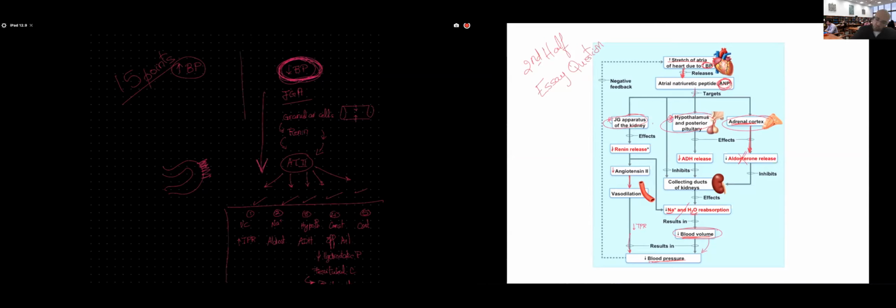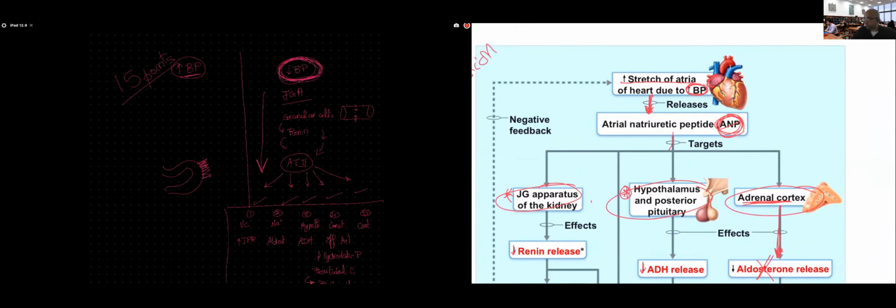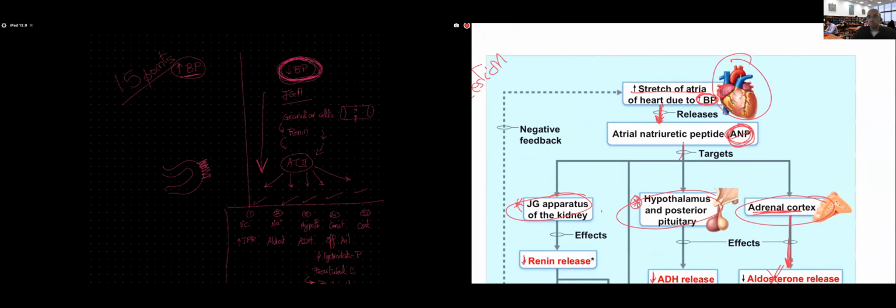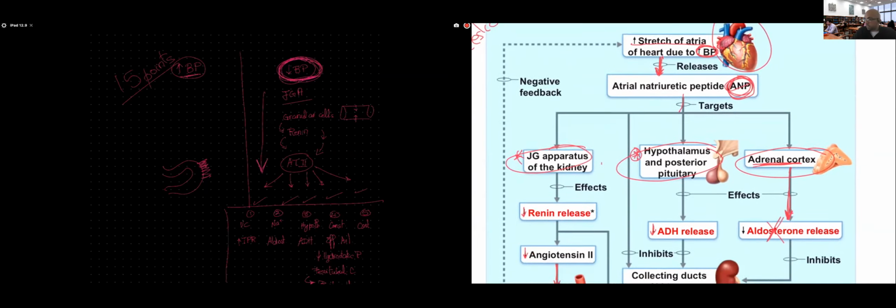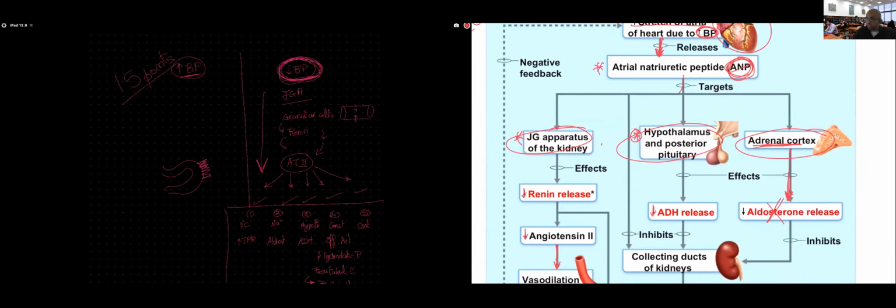This is the first half of the question. Second half of the question is how your body is going to be responding to a state of high blood pressure. So if I have high blood pressure, what would I do? This is what we just mentioned today. If I have high blood pressure, this is going to cause stretch of the atrium, and ANP is going to be released. ANP targets 3 organs, and you're going to explain how ANP, when it targets each of those organs, is going to cause the reduction in the blood pressure back to normal.